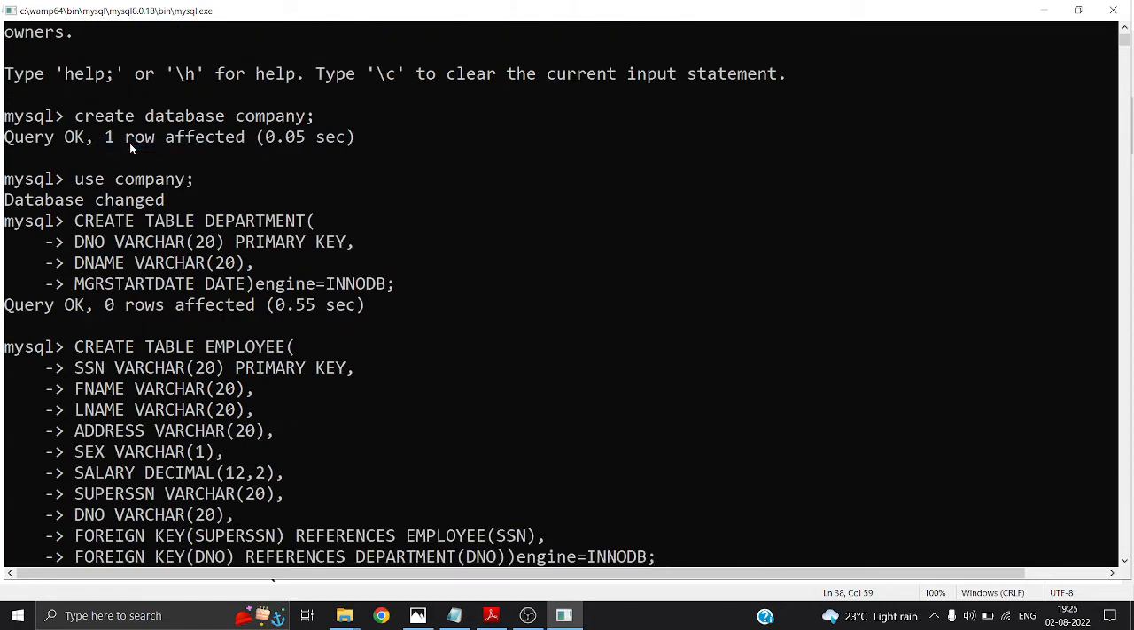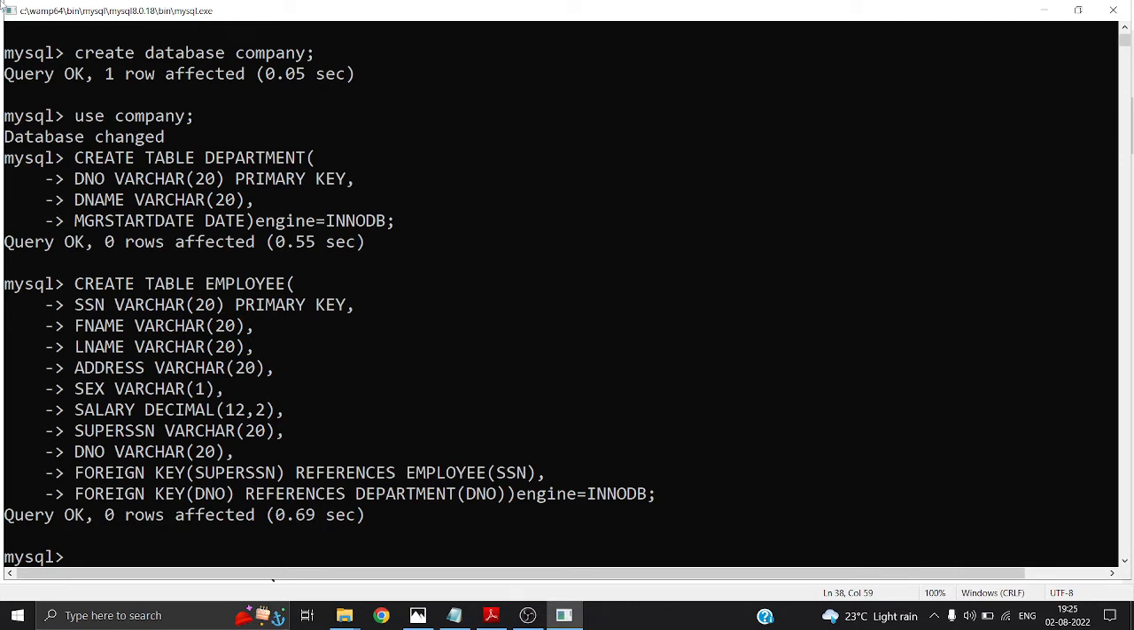I have created the employee table with all columns. SSN is the primary key, followed by first name, last name, address, sex or gender, and salary. Here you need to observe that for salary I am giving the type decimal 12,2. The meaning of this is that the total number of digits is 12, with two digits after the decimal point, so 10 digits before it, like 9.99.